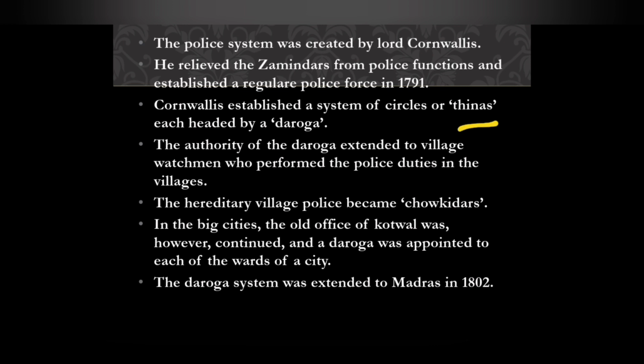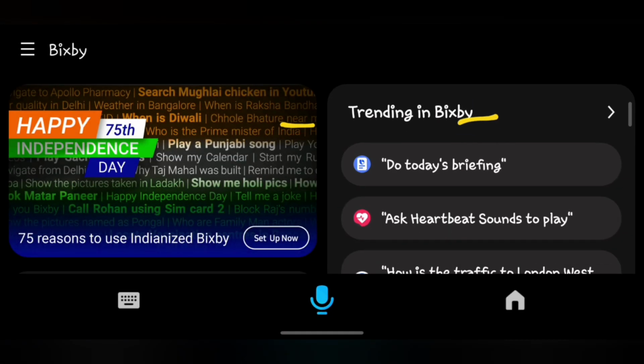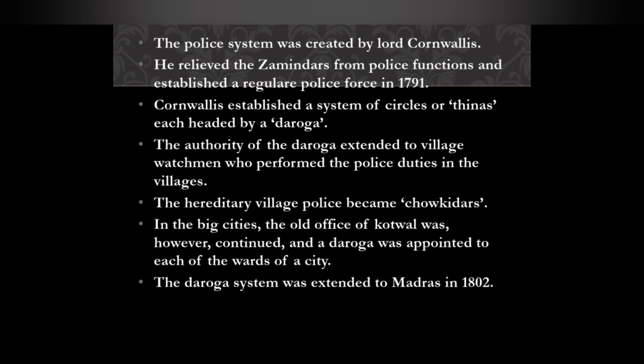Okay. Each headed by a daroga. Daroga is nothing but inspector. Okay. The authority of the daroga extended to village watchmen who perform the police duties in the village. The hereditary village police became chowkidars. So, okay, chowkidars. Chowkidars is nothing but what?